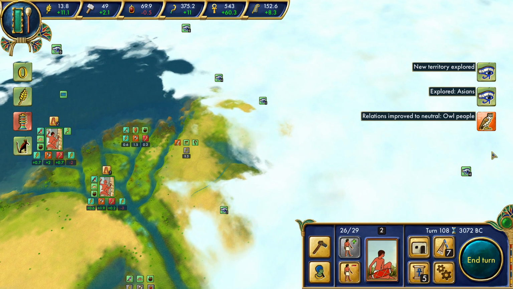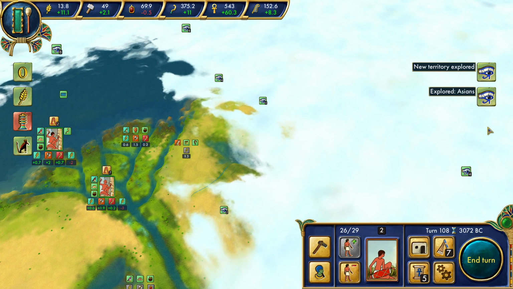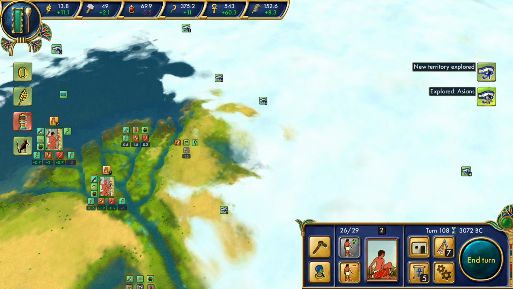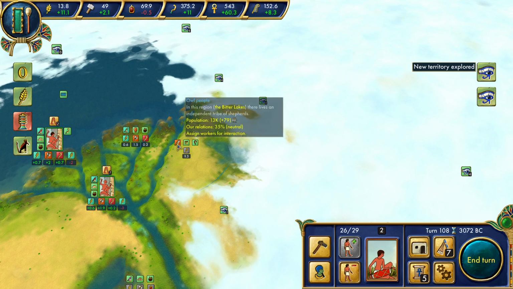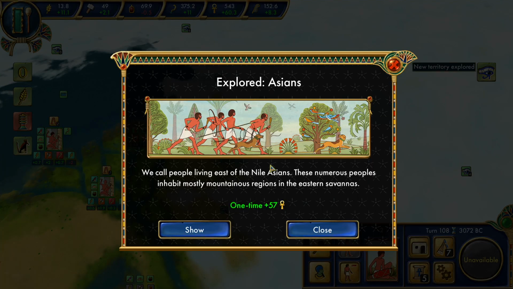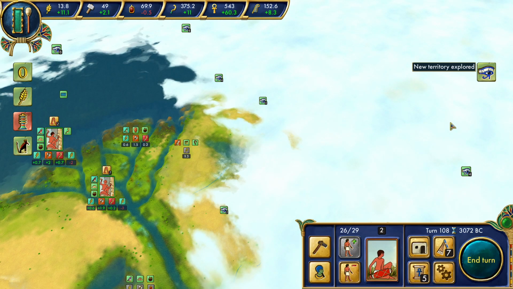So we improved to friendly with Flax, neutral with the owl people. We've explored the Asians area over here. That's where the owls are. And we get a culture bonus from that.